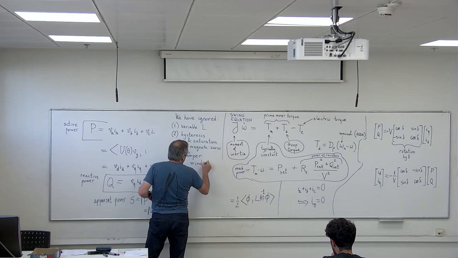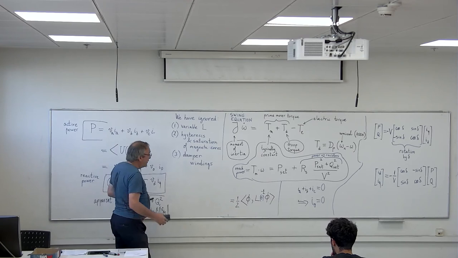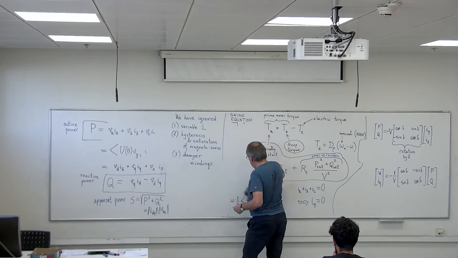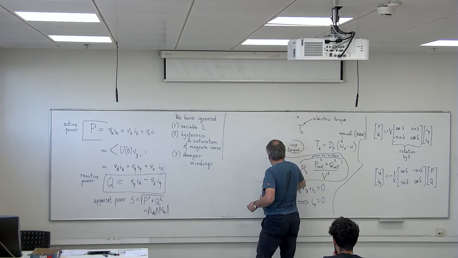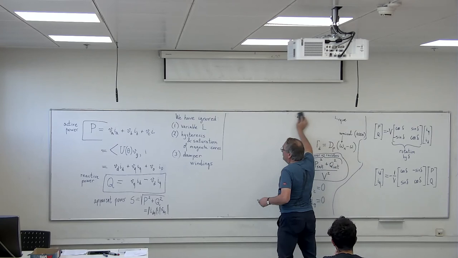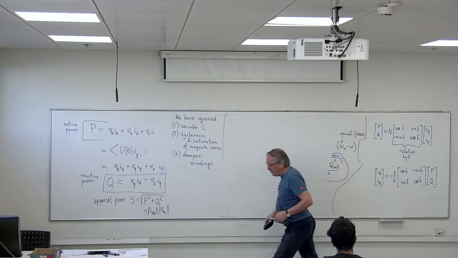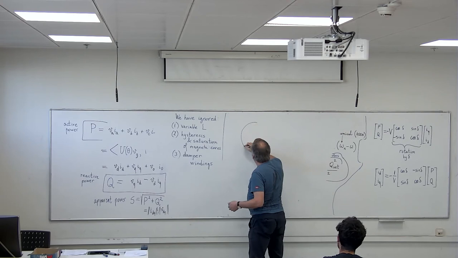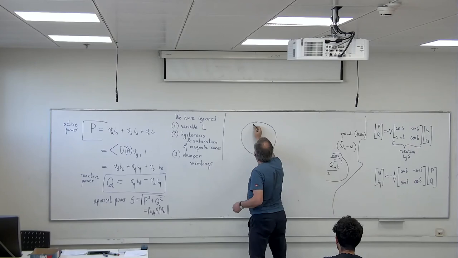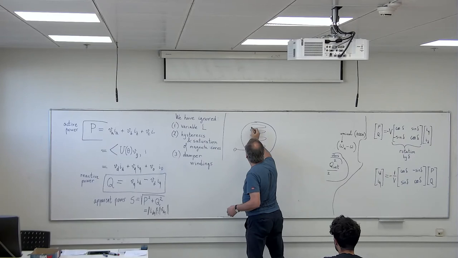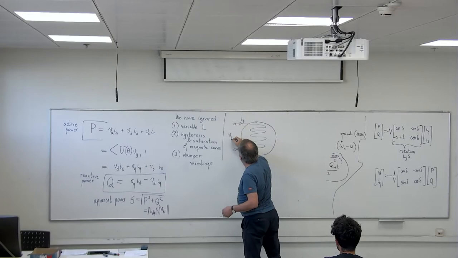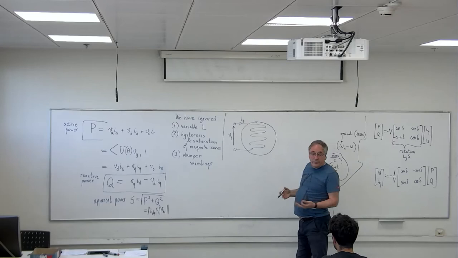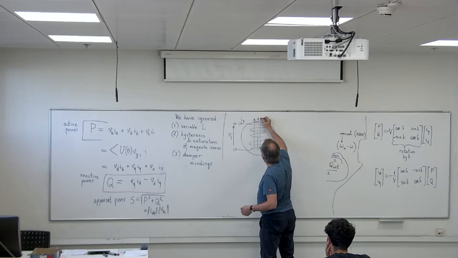So what are damper windings? In a real synchronous machine, you have the rotor. So this is a rotor, and on this rotor you have the rotor winding, yes? So this rotor winding produces a magnetic field in this direction, yes? And of course this rotor rotates.